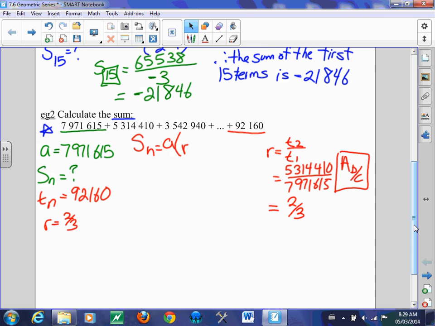Oops, sorry, my fault. Back that truck up. Apologize. Looking at the wrong formula for a second. So S at n equals r t at the n minus a, divided by r minus 1.